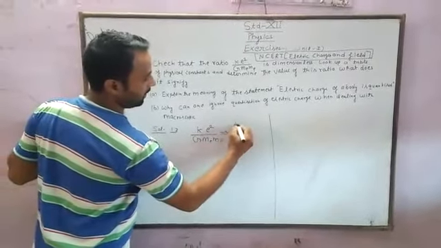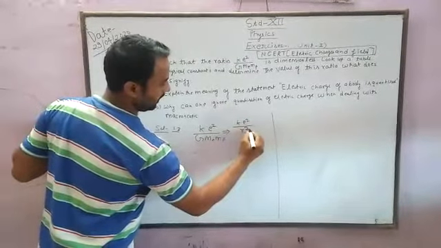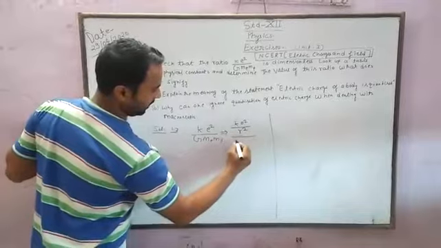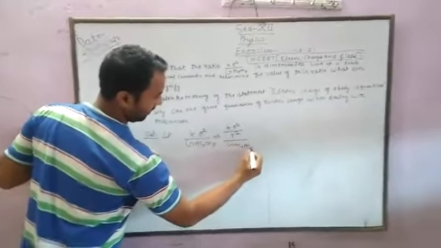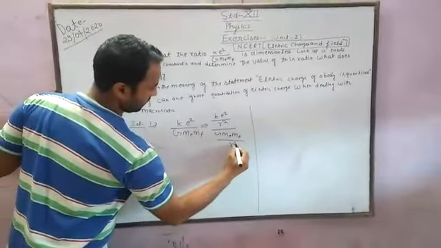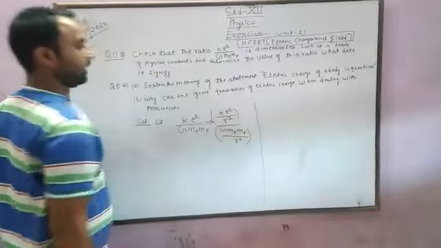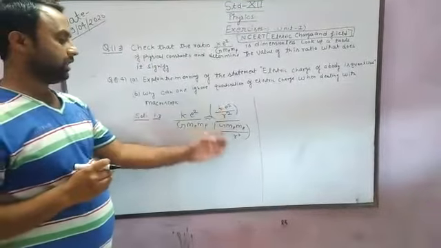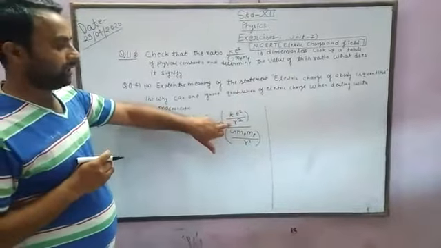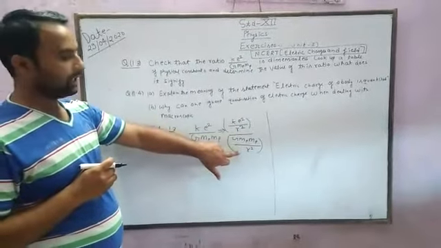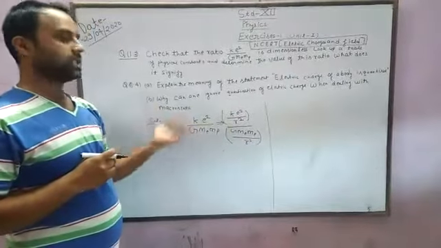We divide by r square and multiply by r square. Now there is no change in this particular physical quantity. We divide it by r square, and r square cancels out. The physical quantity remains the same.